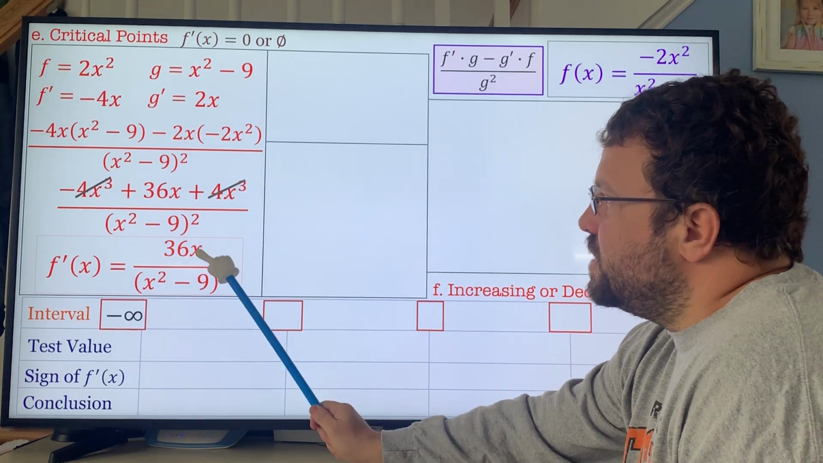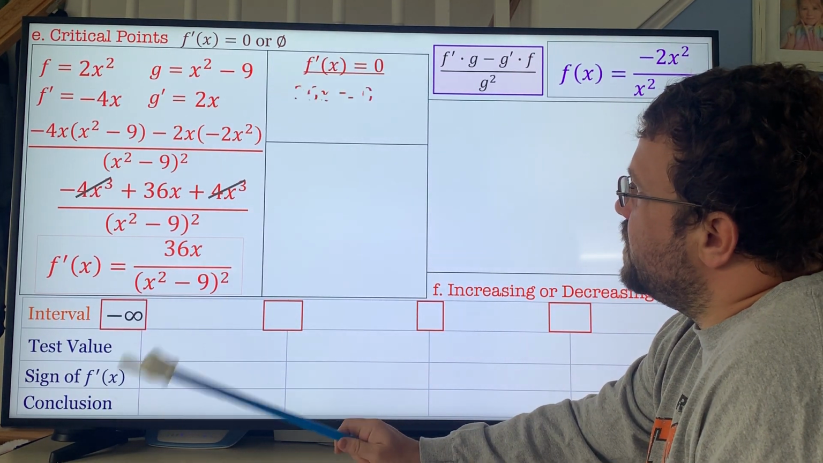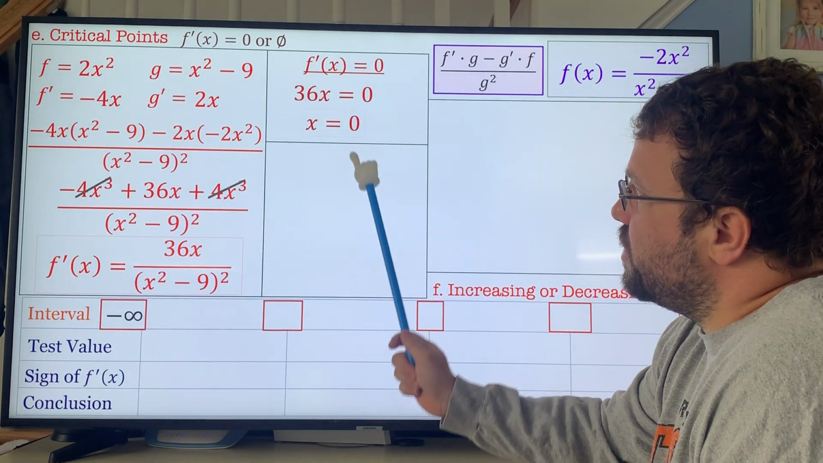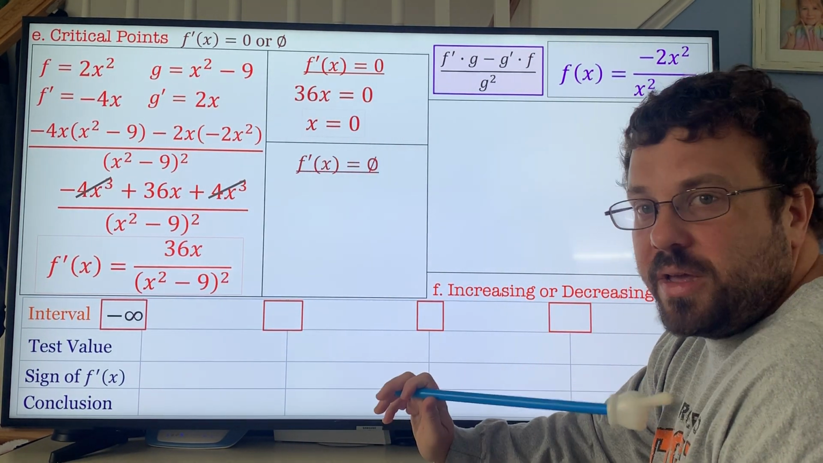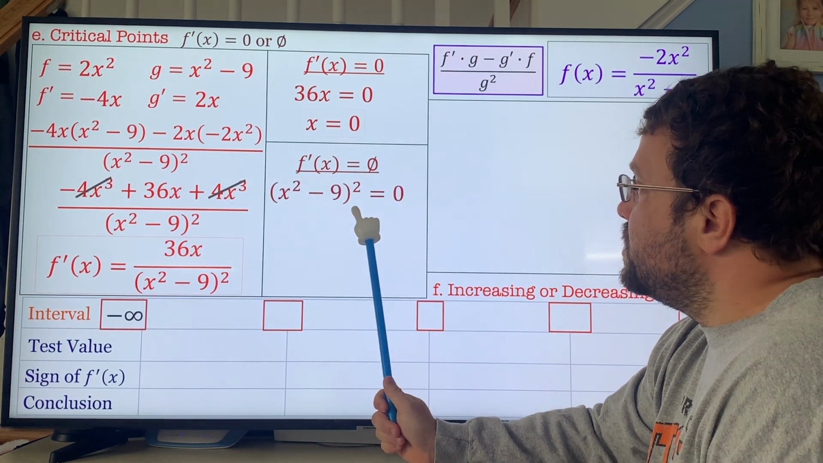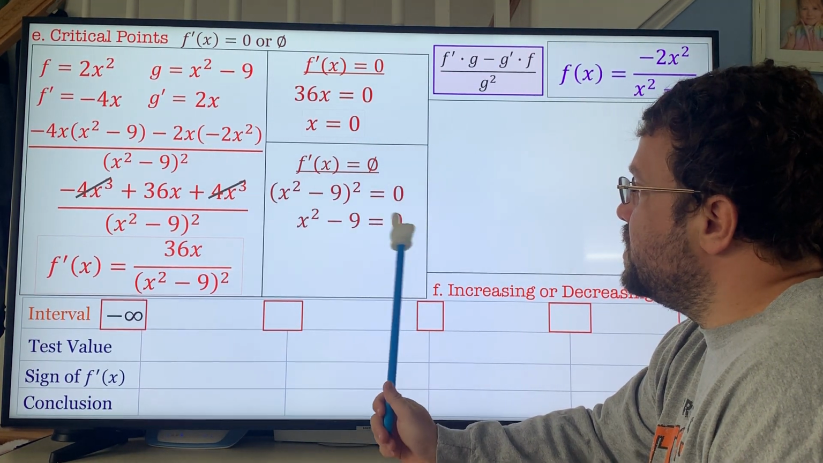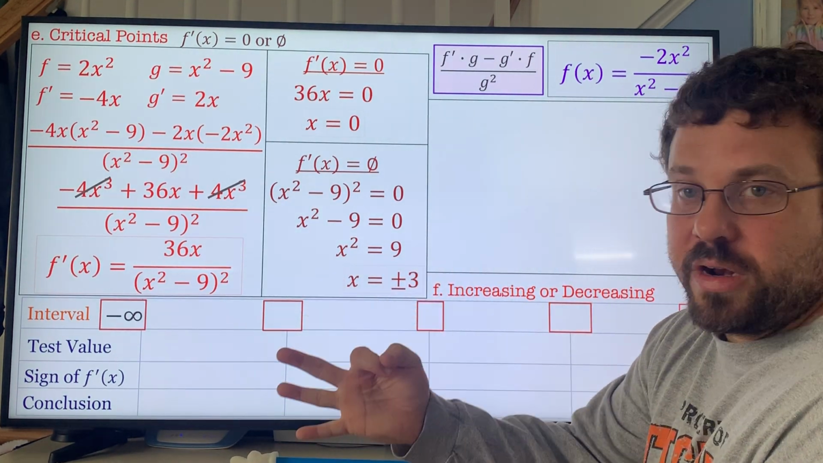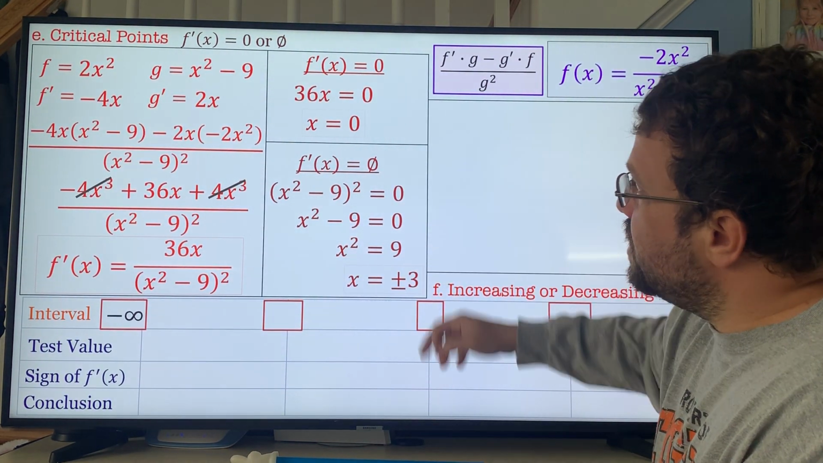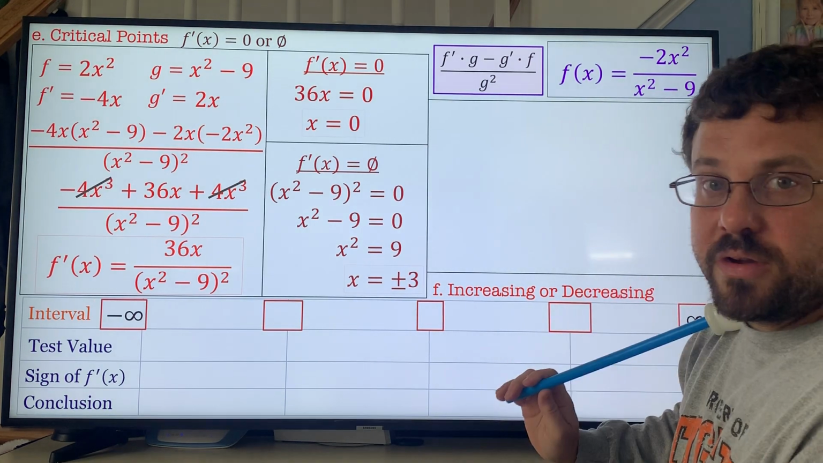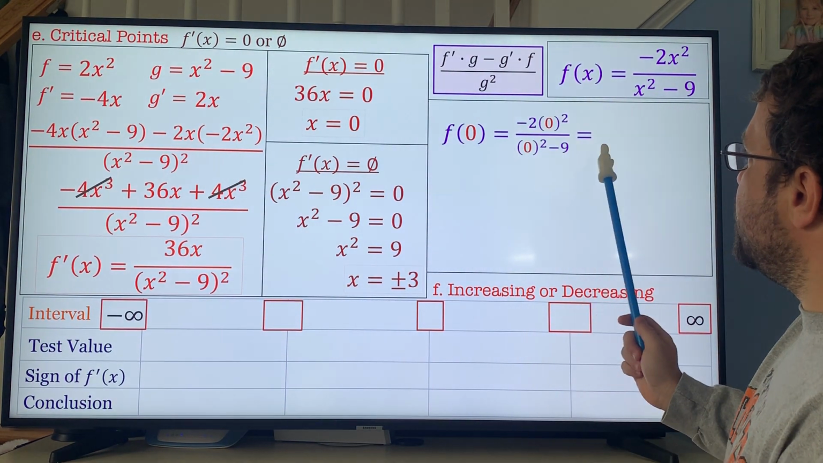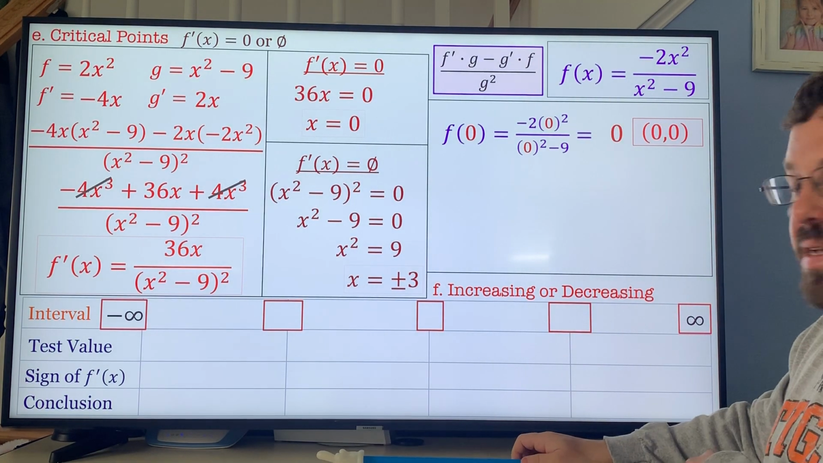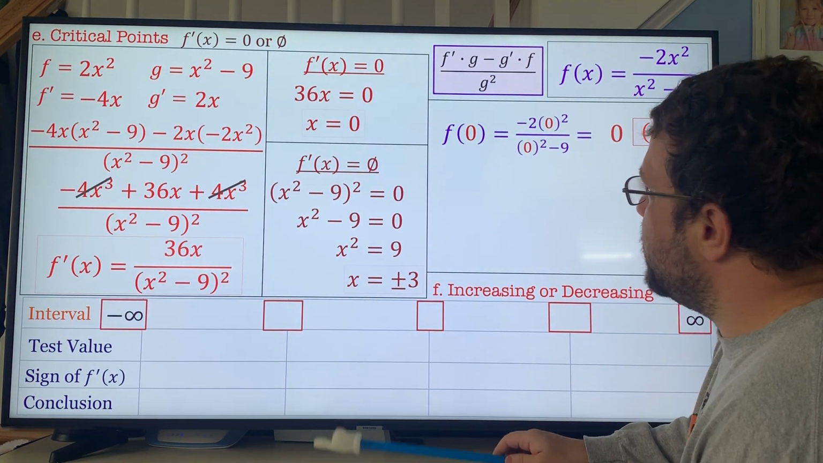All right. Set the numerator equal to 0. That's when f prime of x equals 0. Divide by 36, x equals 0. So one critical point there. Set the denominator equal to 0 to find when it's undefined. So x squared minus 9 equals 0. Add 9. Square root of 9 is plus or minus 3. So you have 3 critical numbers here. You're going to take these critical numbers, plug them into the original equation to see what your critical points are. You plug in 0. 0 over negative 9 is 0.